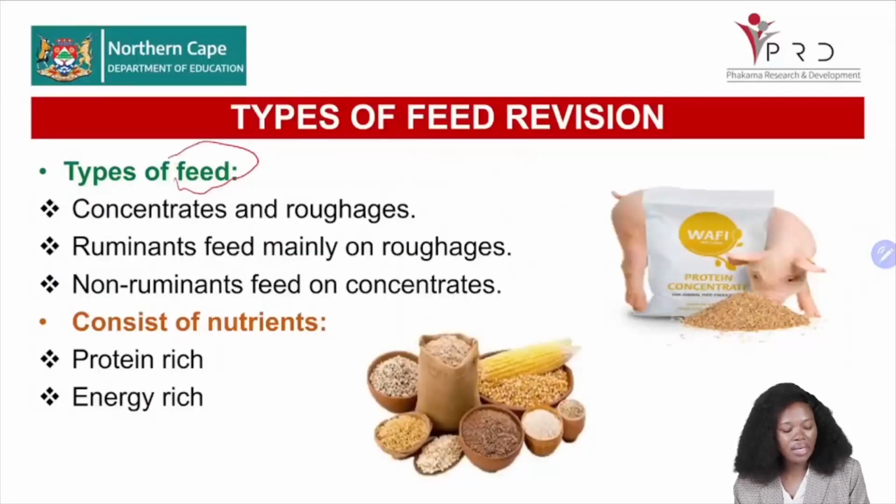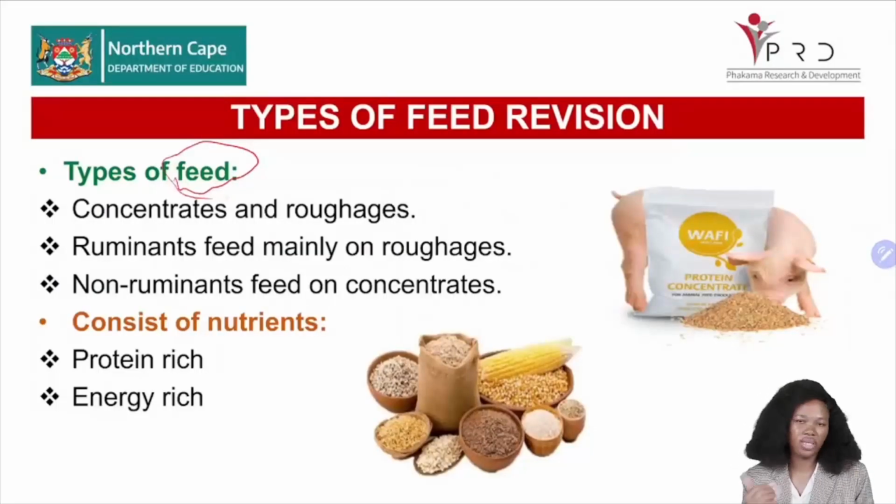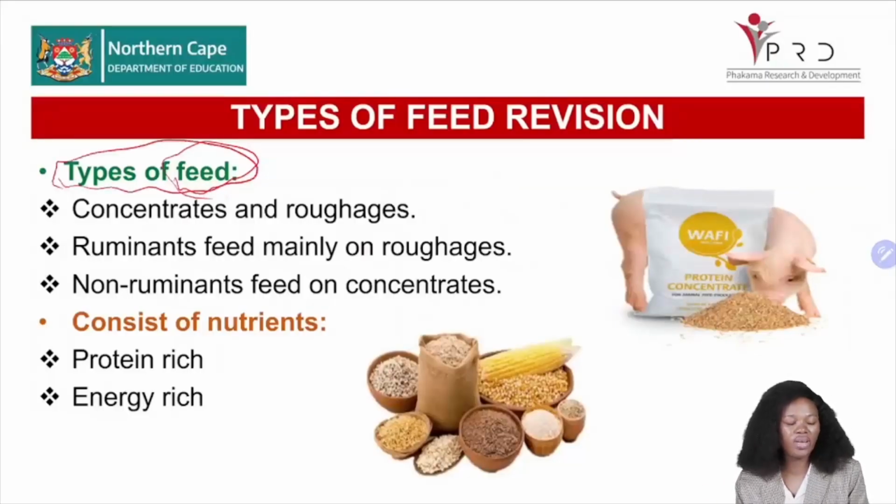Now, firstly, you need to understand what a feed is. A feed is a term for animal food. Feed is consumed by different farm animals. It is a term used for animal feed or animal food. Now, there are different types of feed that are consumed by farm animals.